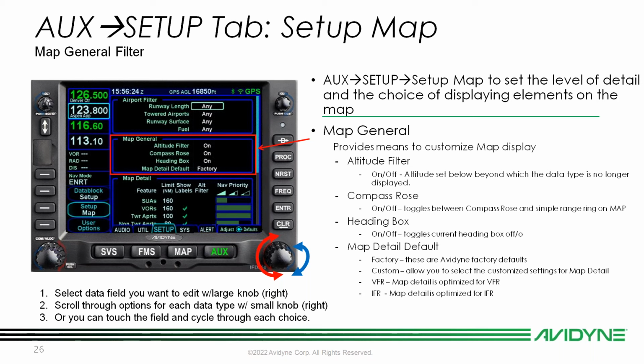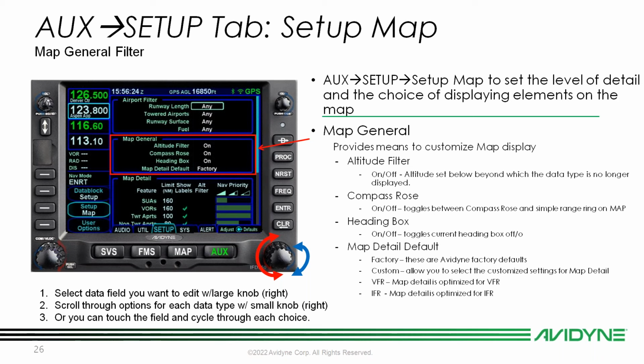and that's obviously the factory defaults. If we have that set to custom, we can select the customized settings for the map detail, and we'll go into that a little bit further down. So once we start getting into customizing the map detail, that will be important. And then of course we can select that for VFR and IFR.